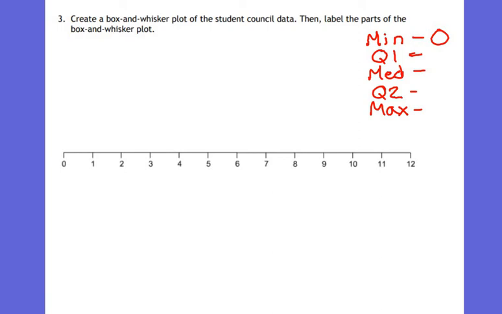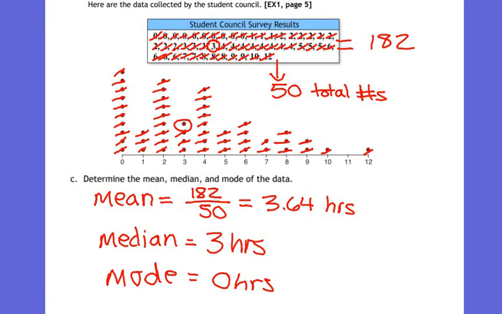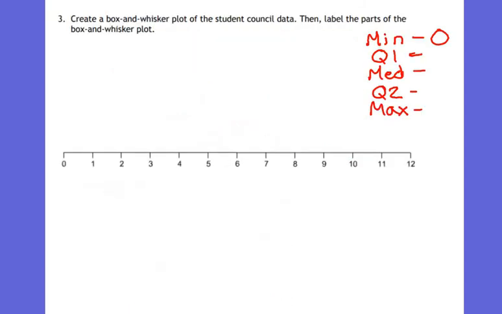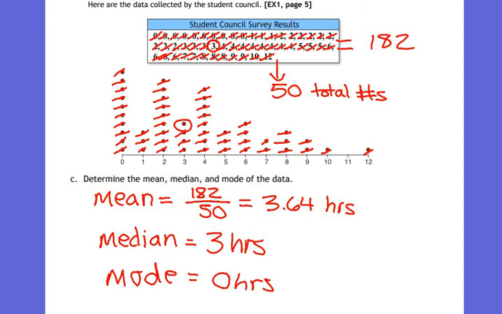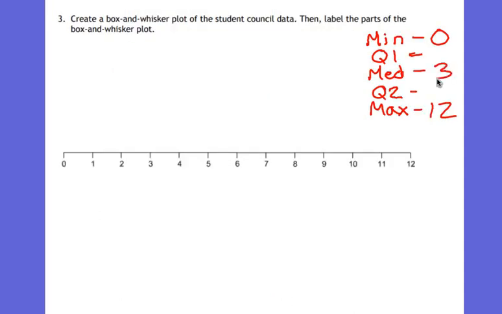So my max should be easy to spot. What is the largest number written? 12. And we already found out med stands for median. What is my median? 3. It was the middle number. So I'm going to plug in a 3. What are the Q's? That's what I'm getting to.